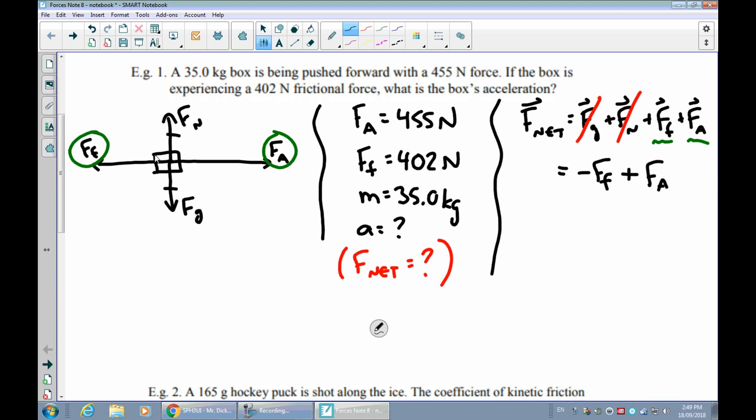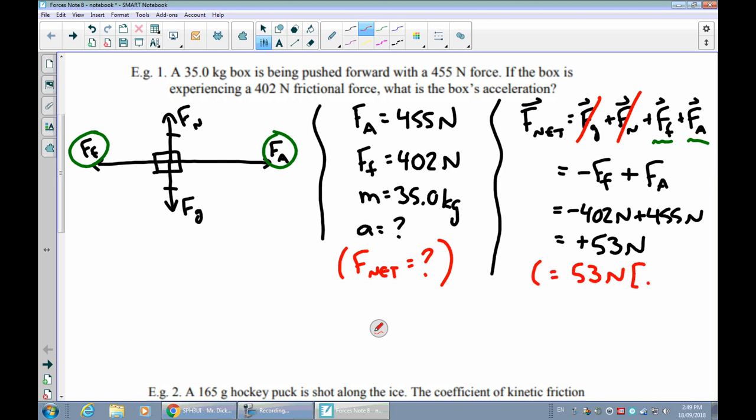So what does that mean in my next step? Well, that means I have negative 402 newtons of force being added with positive 455 newtons of force. So when I do all of that, I get a positive number. I get positive 53 newtons, which in other words means 53 newtons forwards.